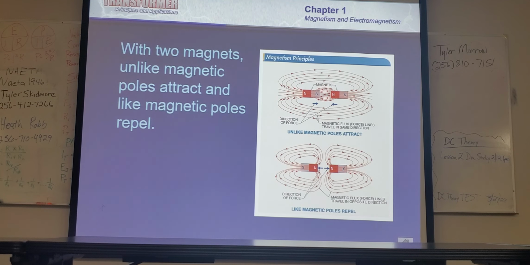With two magnets, unlike magnetic poles attract and like magnetic poles repel. All magnets have a north and south pole. The magnetic flux leaves the north pole and enters the south pole of the magnet. The basic law of magnetism states that unlike poles attract and like poles repel.